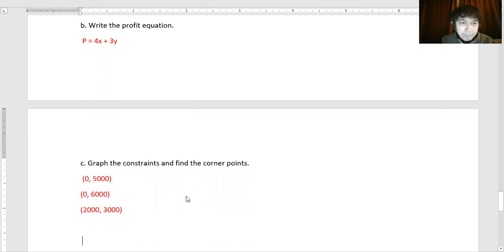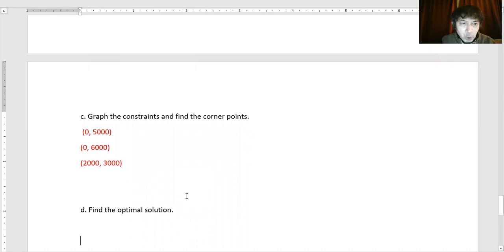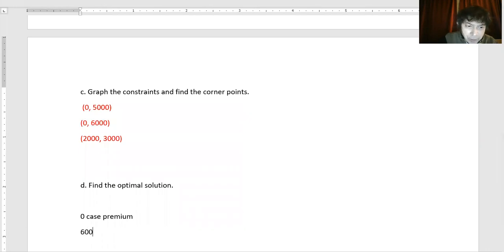And letter D, find the optimal solution. Of course, our optimal solution will be zero cases for premium and 6,000 cases for ordinary, ordinary paper. This will be our answer.